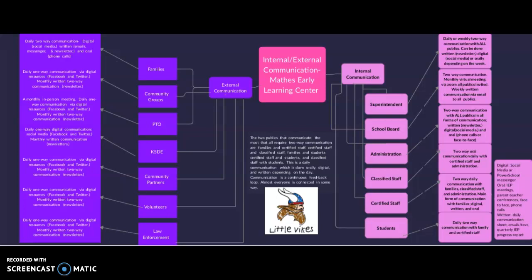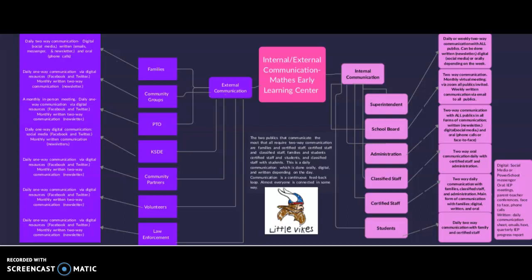Our PTO used to meet monthly in person, but since COVID, they've started meeting over Zoom. So they meet once a month via Zoom. That can be with families, school board, classified staff, certified staff, volunteers, and community groups can also join that. It's open to the public, so anyone who wants to go to those meetings is more than welcome to. I post it on my Facebook when it's coming up as a reminder, and I also put it on my calendar.